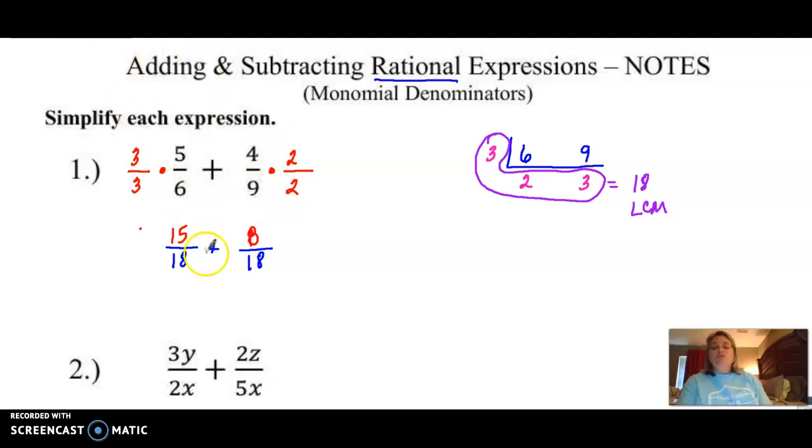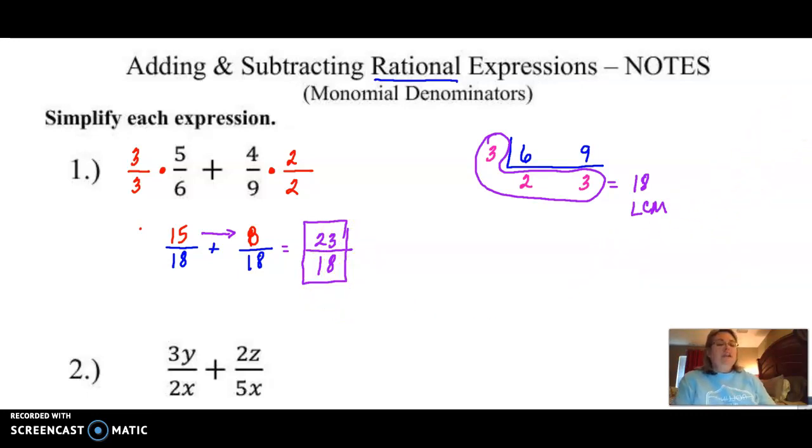So once we have those, our denominators are the same. We merely add straight across the top. We don't touch the denominator. We worked really hard to get that denominator. Keep it there. And now when I add 15 and 8, I get 23. I would look to see if I have any common factors. As long as I don't, I'm good. If I do, I would reduce it. But 23 is a prime number, so we're fine.